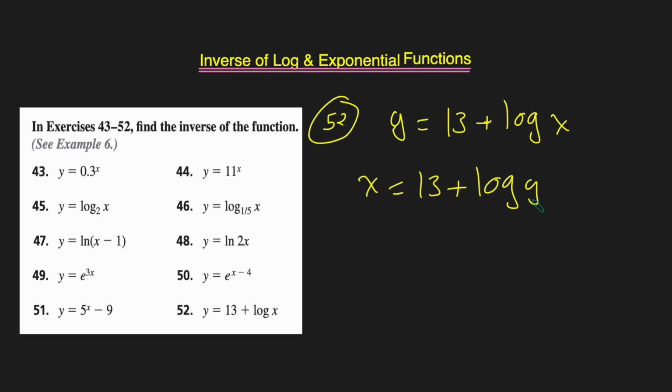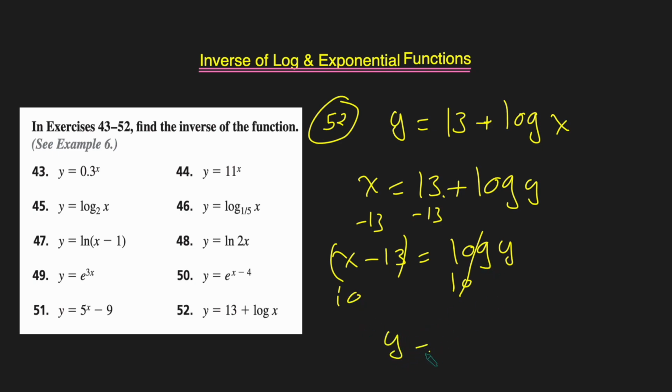I need to free up the y. So first thing I need to do is move that 13 to the other side. x minus 13 is going to equal log of y. This is a common log, so I raise this to the 10, and that will cancel each other. And I have to raise this to the 10 as well. And now I have y equals 10 to the x minus 13.